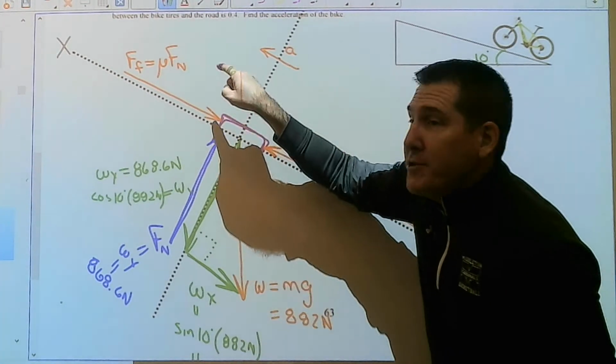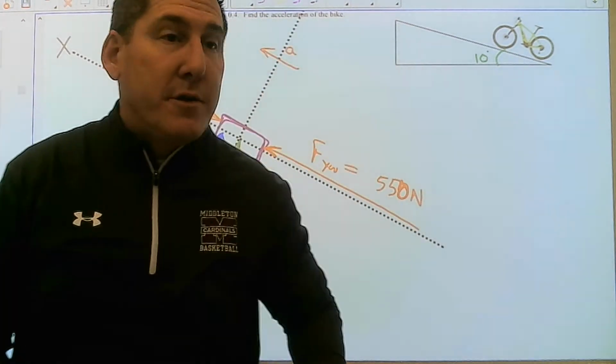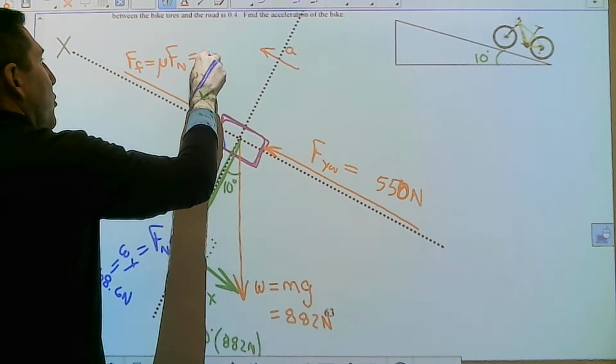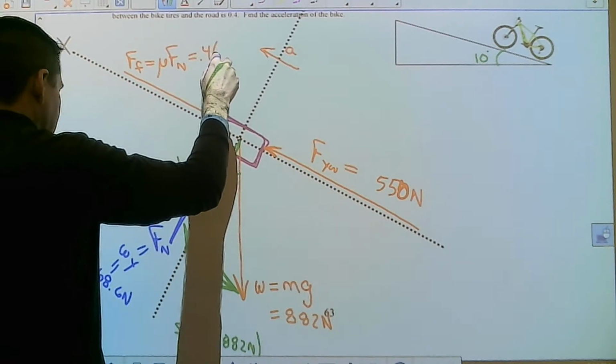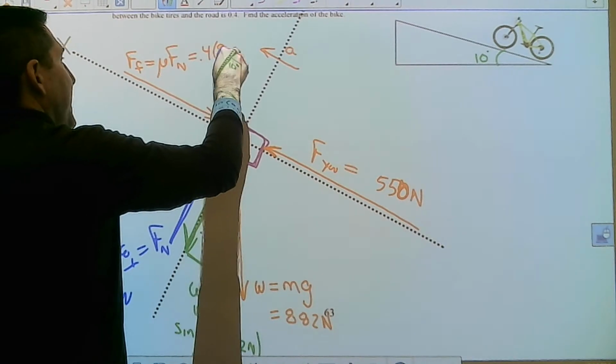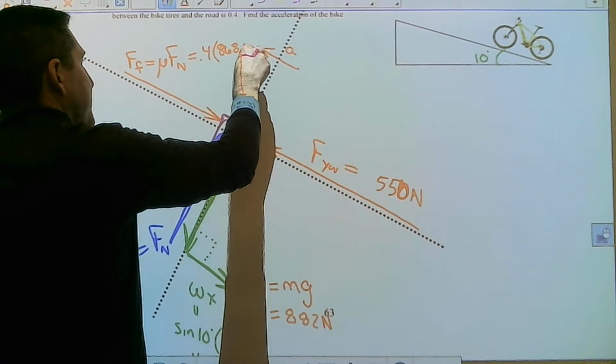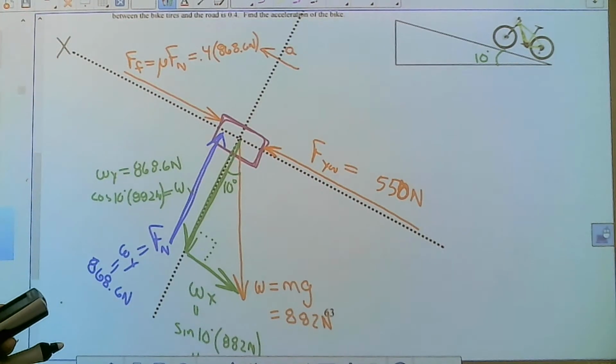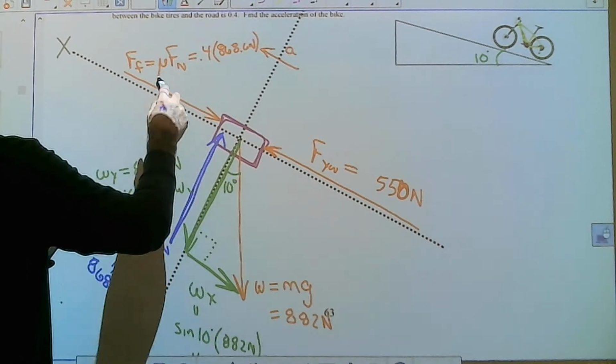Once I find the normal force, I can find the friction force. So my friction force is equal to 0.4, the coefficient of friction, times the normal force of 868.6 newtons. That gives me 347.4.